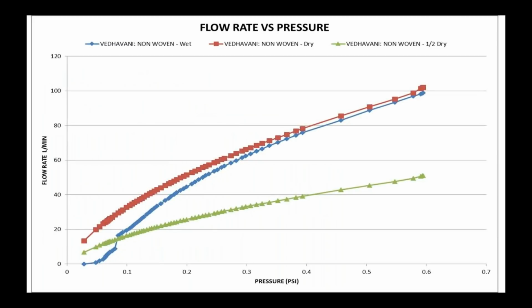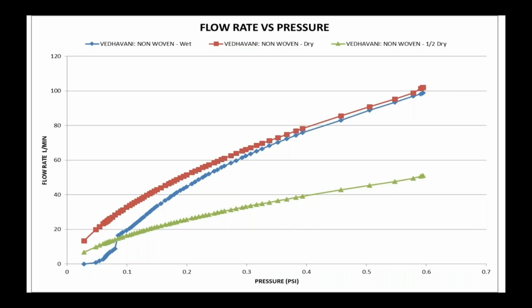This is the graph which shows the flow rate versus pressure. When you see the graph, there are 3 types of the same fabric in 3 different conditions that I have tested for flow rate in liters per minute, with varying pressure levels. One is the nonwoven in wet condition, the same nonwoven in dry condition, and again the same nonwoven in semi-dry condition. Red is dry, blue is the wet condition, and green is the semi-dry condition.